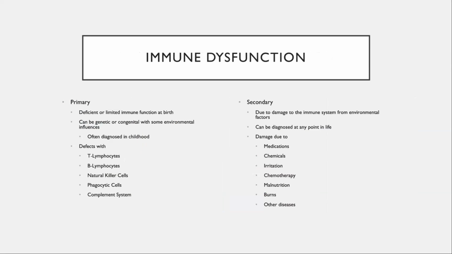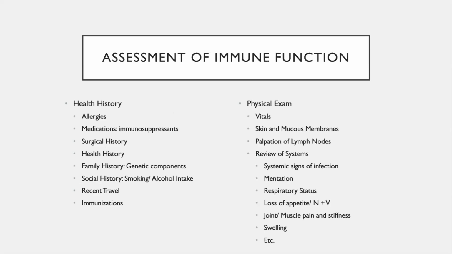Secondary immune dysfunction is due to damage to the immune system from environmental factors. This can be diagnosed at any point in life, and the damage is often due to medications, chemicals, irritation, chemotherapy, malnutrition, burns, and other diseases.